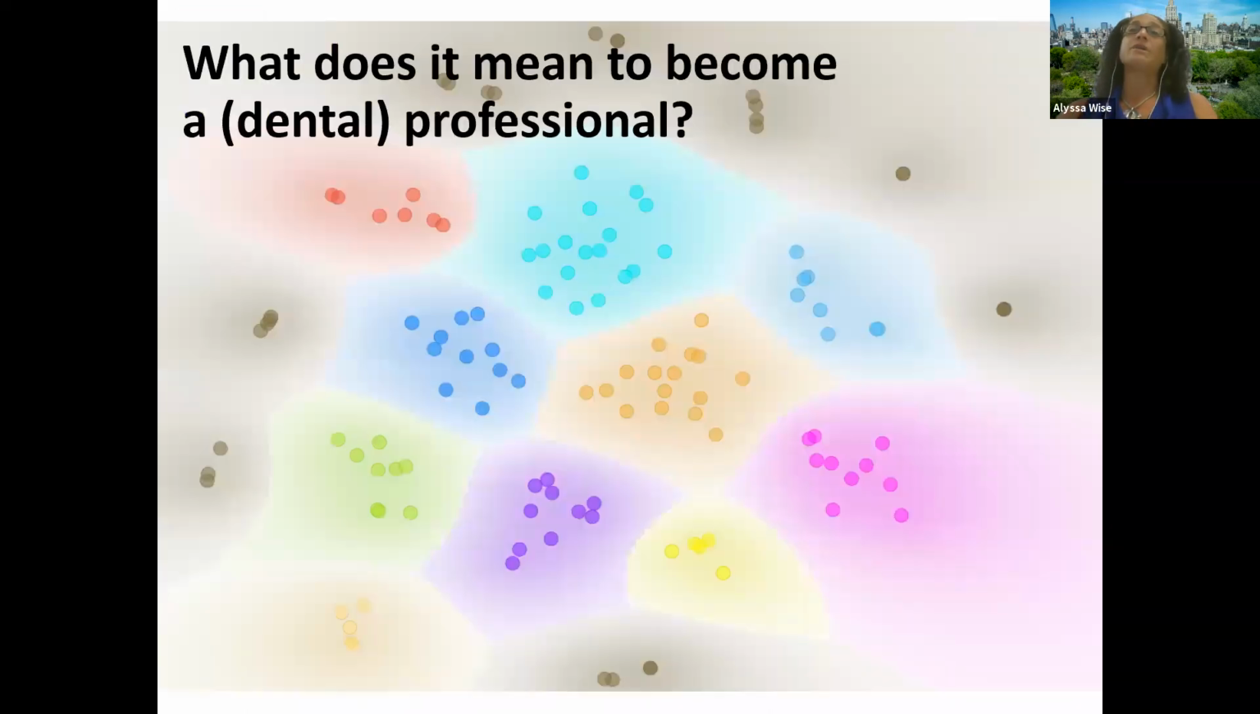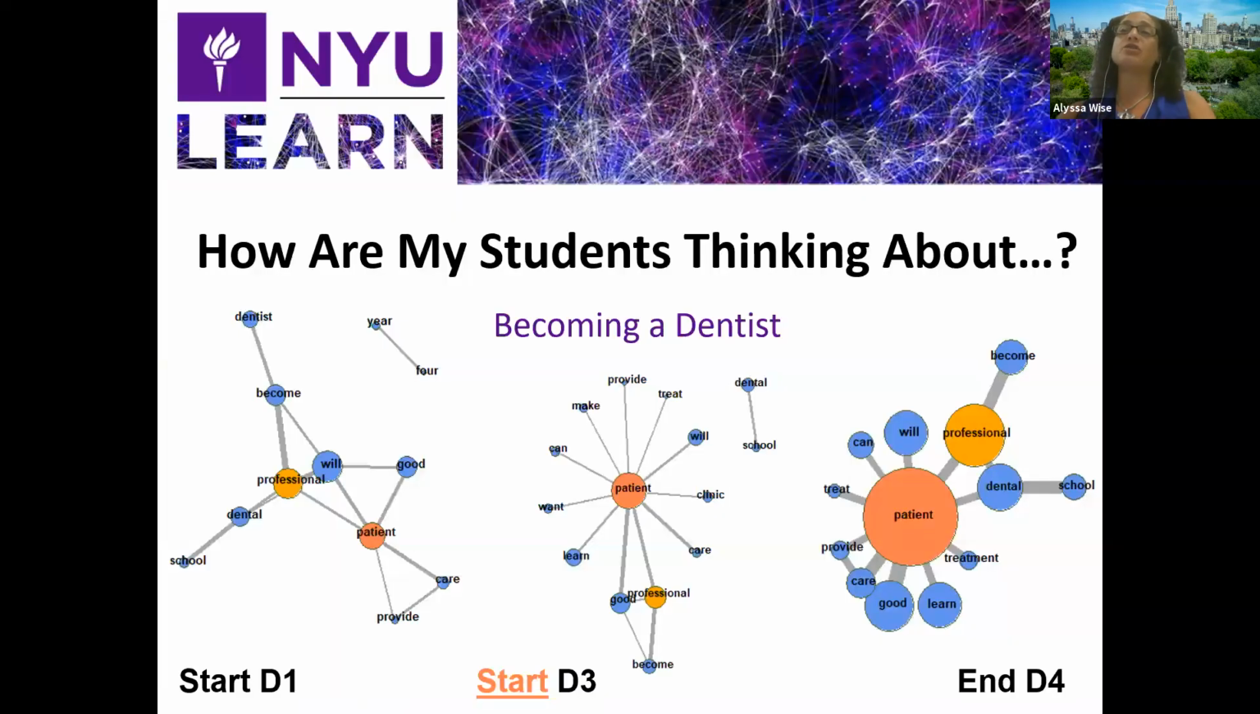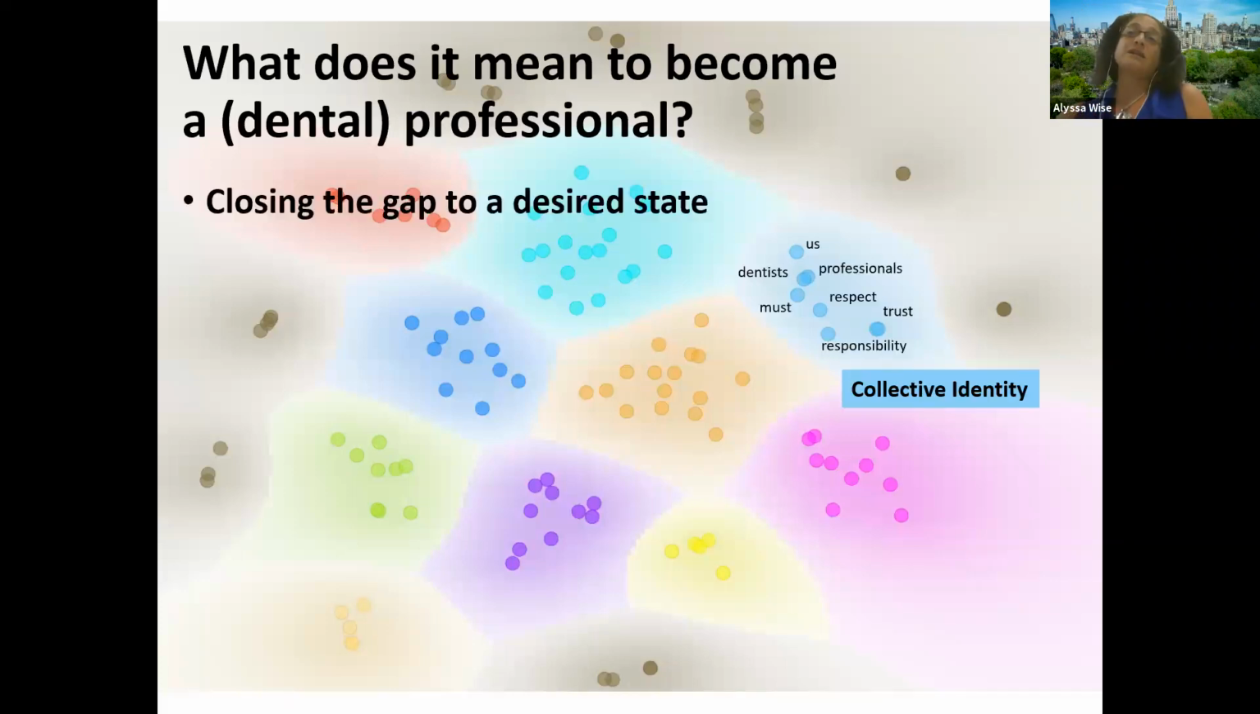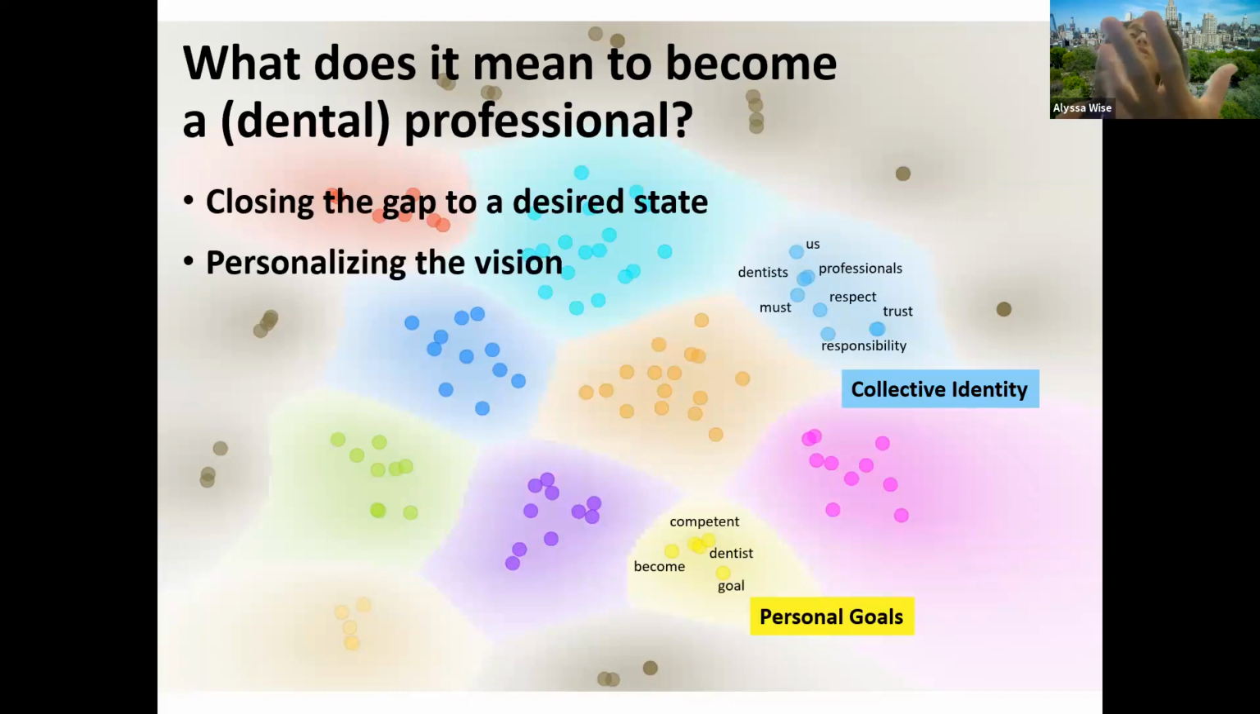In addition, on this slide, you'll notice the word professional shows up in orange, and that was another one we started to wonder about. And we wondered for the students, what does it mean to become a dental professional? So we looked at the literature, and a lot of the literature talks about sort of closing the gap from, this is what a professional is, this is me, how do I get closer? And we did see quite a bit of that in clusters of words they used together about collective identity. But we also saw something really interesting about personalizing the vision.